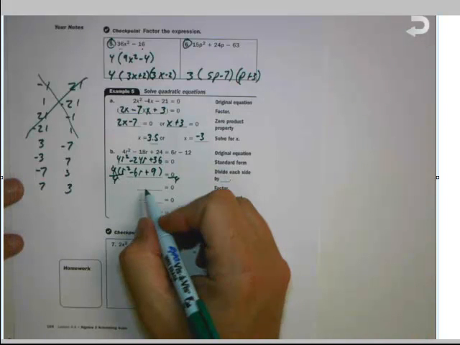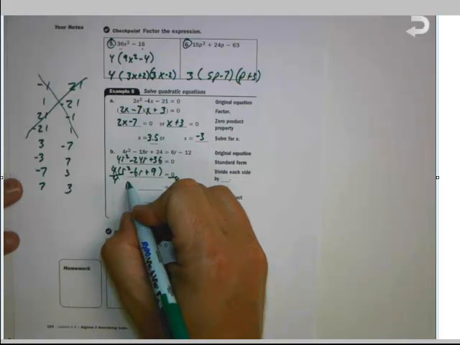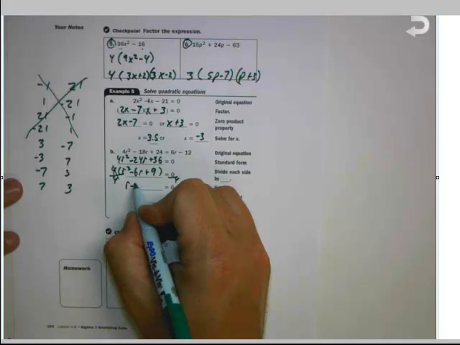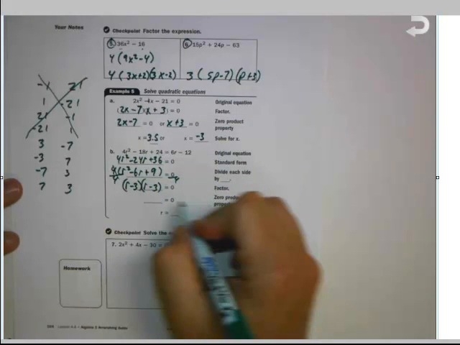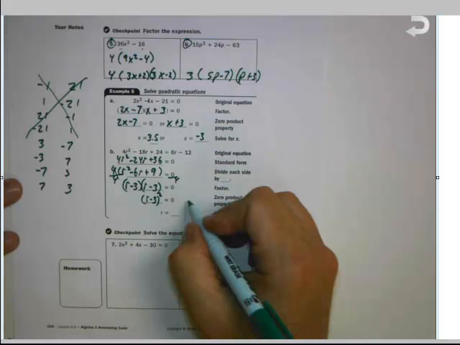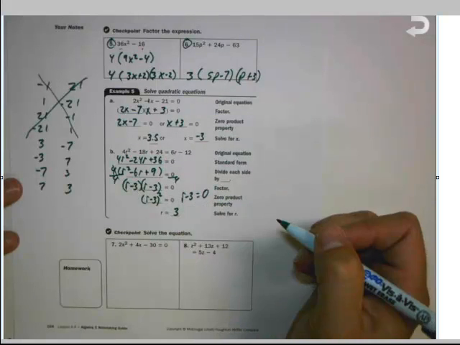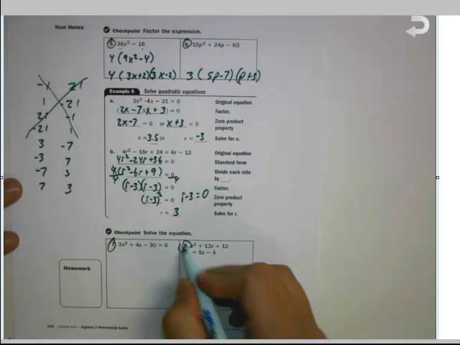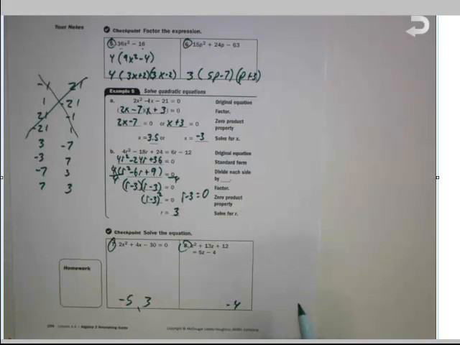Right here, I can end up with r minus 3, r minus 3, or r minus 3 quantity squared. So that means r minus 3 equals 0. r must be 3. Go ahead and try these on your own. This is negative 5 and 3, and this is negative 4. Thank you, and I'll see you next time.